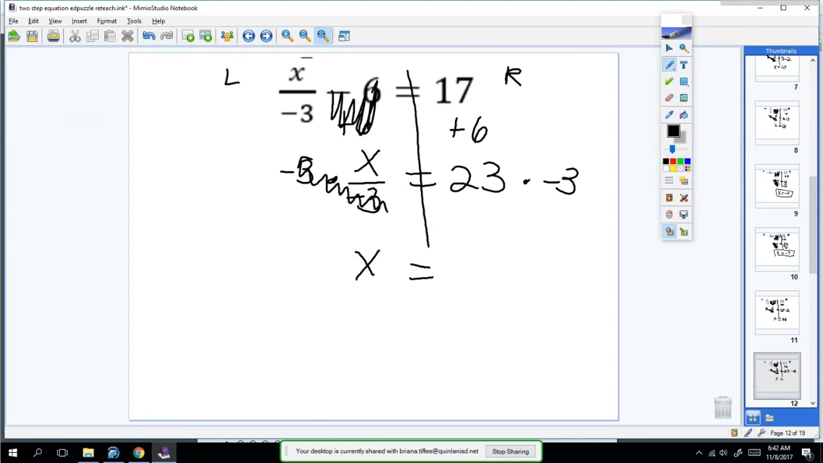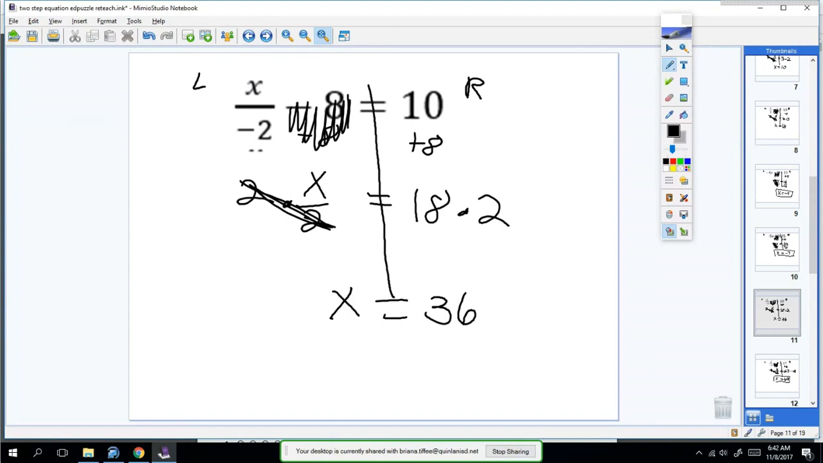X is equal to 23 times negative 3. 23 times negative 3 is 69, but that is a negative 69. So this is the answer. Let me go back to make sure I got my negative right on this one. I actually dropped the negative when I brought this down. So this should be negative 36.